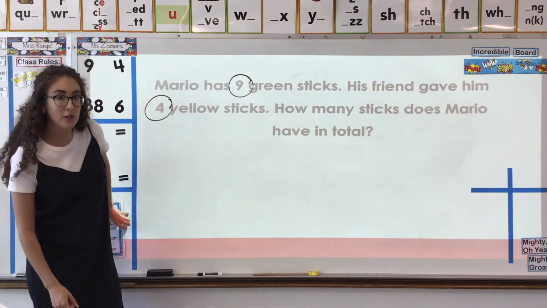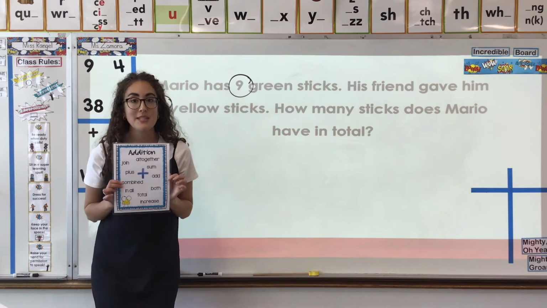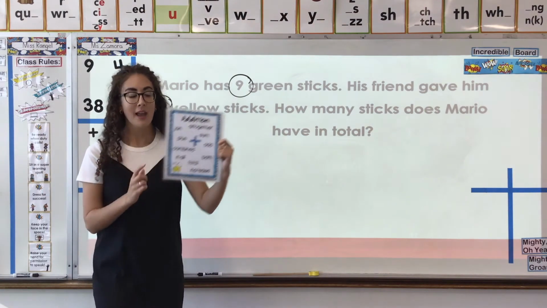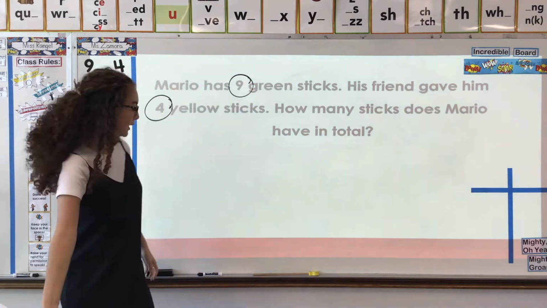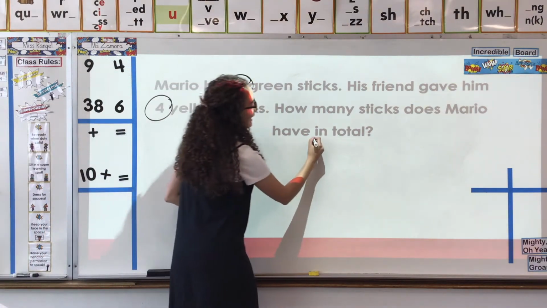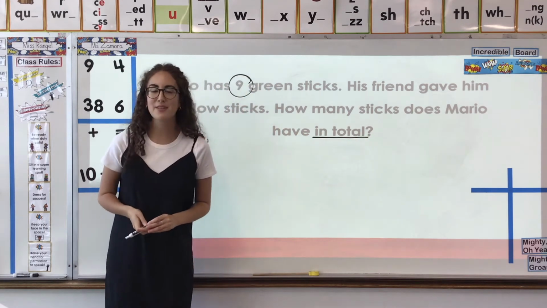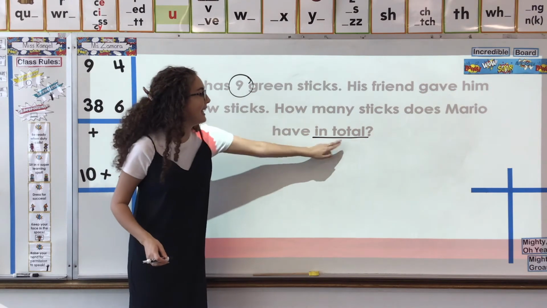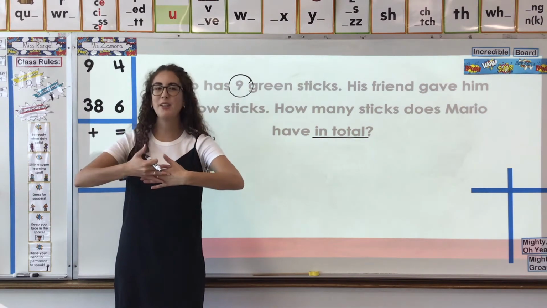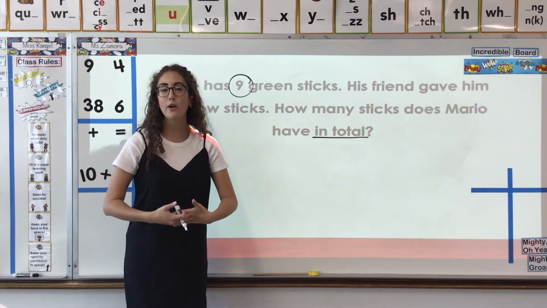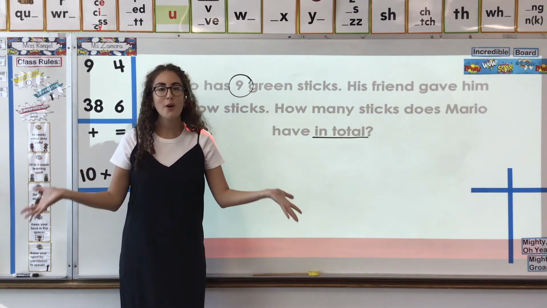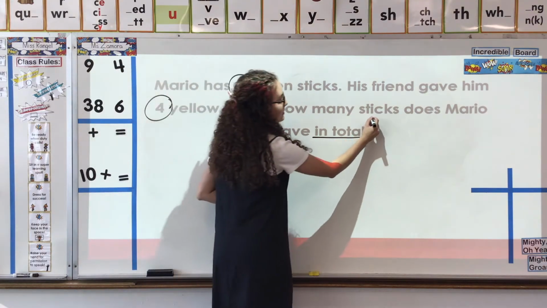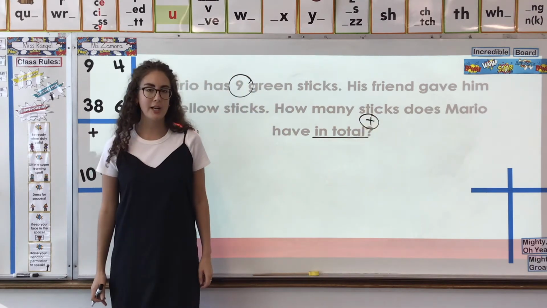Did you find one of your clue words? Did you see one of them in our story? Ding, ding, ding. The clue word of in total is the last phrase of our problem. How many sticks does Mario have in total? When you go to the store and you buy a bunch of products, they tell you the total, what the prices are when they're added all together. So this is our clue word that will tell us we need to use addition.